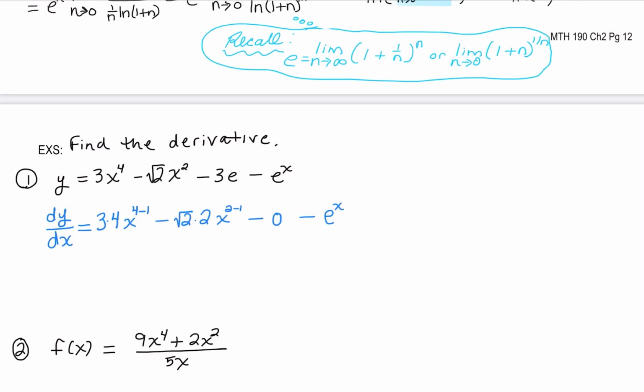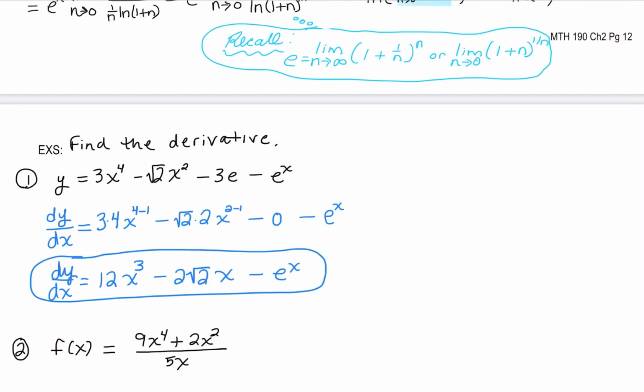All right, so obviously cleaning this up a little bit, we would never leave it like that. And in reality, you'll jump right to this next result initially. So you'll just say, oh yeah, I bring down the 4, that's going to be 12x to the subtract 1, 12x cubed. Oh yeah, I bring down the 2. Well, I can just write that as 2 square root of 2, x to the first. Constant goes to 0, and the last term minus e to the x. So there's our derivative.